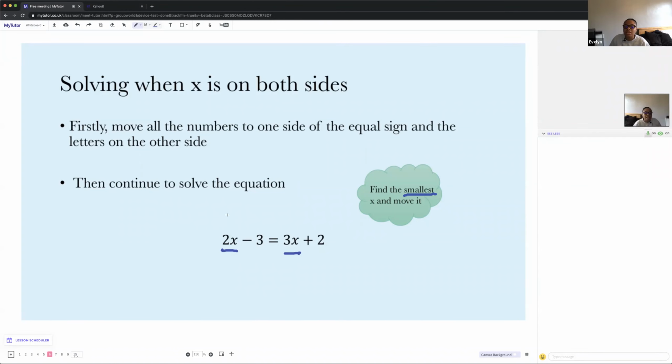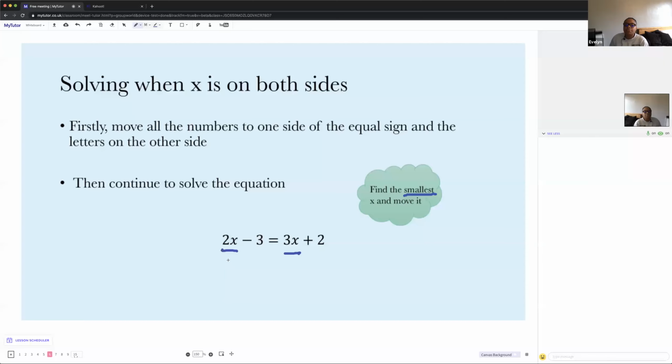So we're going to take the 2x, because it's smaller, and move that onto the other side with the 3x. The reason why I say find the smallest one and move it is because then you won't get a negative x, and it will help you to stop making silly mistakes with negative numbers, because when we're working with negative numbers, it's really easy to make mistakes.